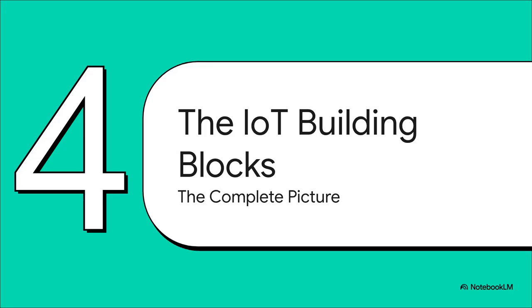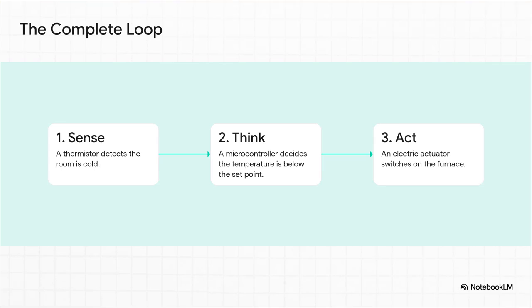So the IoT building blocks. Let's put this all together and look at the complete picture now. When you combine these three pieces, the sensor, the brain, and the actuator, you get that full, complete loop that really defines what a smart device is. And here's our example, all laid out, the whole loop, right here. Step 1, sense. A sensor, like that thermistor, detects the room is cold. Step 2, think. The microcontroller, maybe an ESP32, decides the temperature is below our set point. And step 3, act. An electric actuator gets the command and switches on the furnace. Sense, think, act. It's this continuous cycle that takes a dumb thermostat and makes it a smart, responsive device.